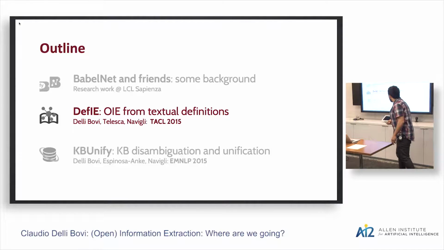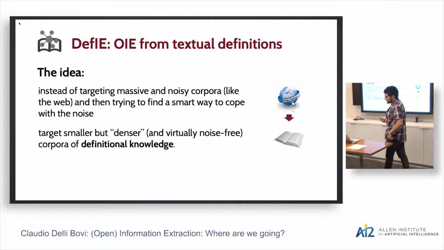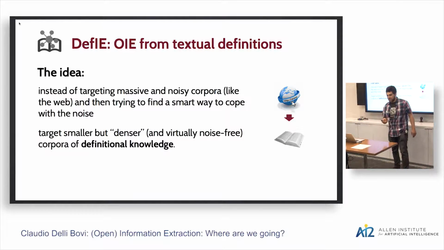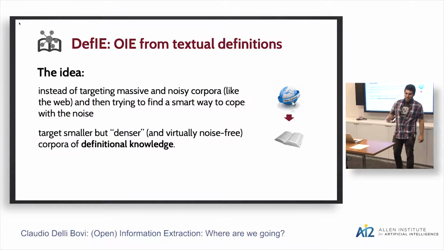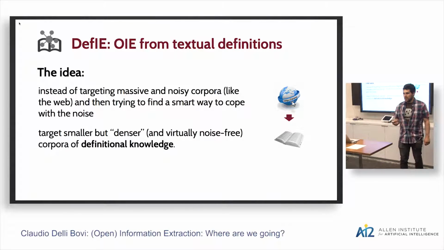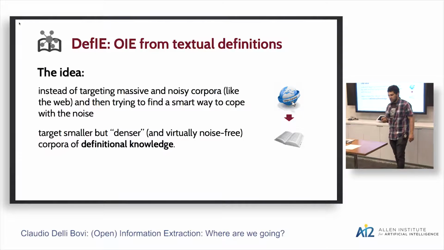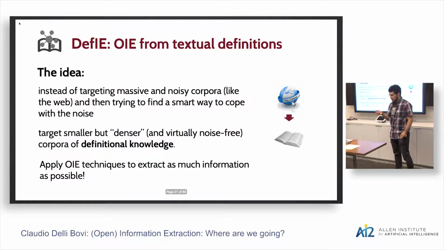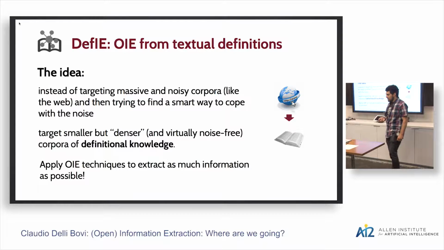Let's start with DefIE. The main idea behind DefIE is actually fairly simple. We thought, why, instead of targeting massive web-scale corpora and then trying to find a clever way of coping with the noise, don't we just target smaller but denser and hopefully noise-free, or much less noisy, corpora of definitional knowledge? And once we do this, we can apply standard OIE techniques to extract as much information as we can.